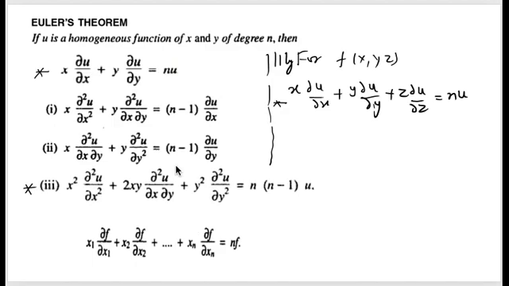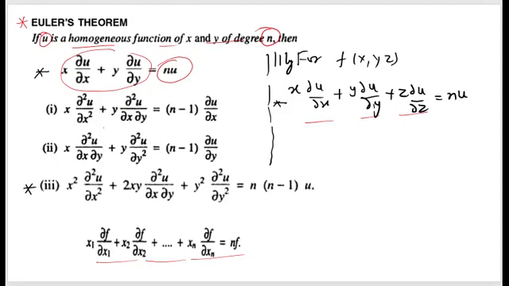Let's see one important theorem, which is called Euler's theorem, and this theorem is applicable only over homogeneous functions. Let's say u is a function and its degree is n. Then x multiplied with the partial derivative of u with respect to x, plus y multiplied with the partial derivative with respect to y, is always equal to the degree times the function. The same thing is applicable for 3 variables, or for n variables.